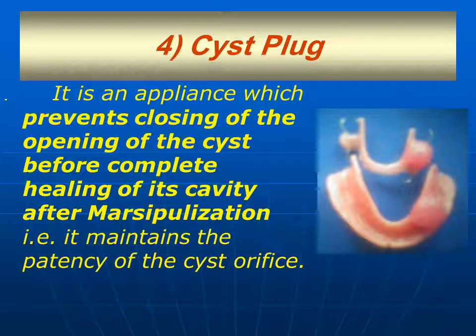Fourth type of this group is called cyst plug. Cyst plug is an appliance which prevents closing of the opening of the cyst before complete healing of its cavity after marsupialization. That's to say, it maintains the patency of the cyst orifice. As you know, in surgery, when you have a cyst, if the cyst is small, it is enucleated completely and the wound is closed primarily. However, if we have a large cyst and you cannot remove it totally, we just remove the opening of the cyst. We call this procedure marsupialization, and we use a cyst plug to keep the opening of the cyst orifice until complete healing takes place.